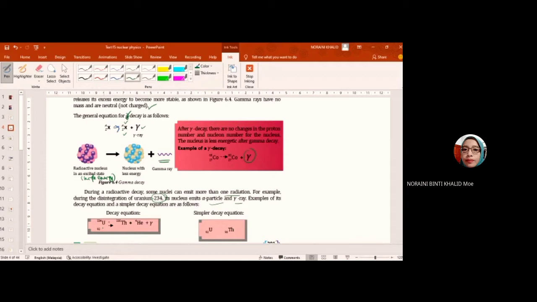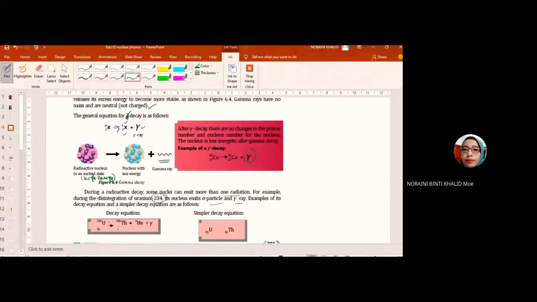For example, we have uranium-234 with proton number 92 decaying to become thorium-230. Okay, so this one releases one alpha and one gamma. You can see the number of nucleons left and right are balanced. Proton number is also balanced.